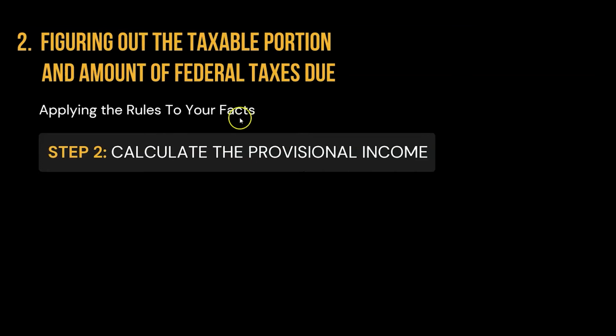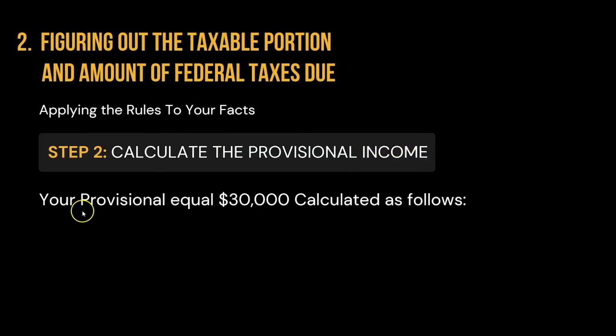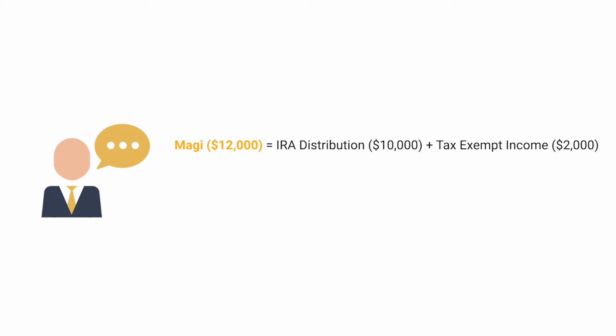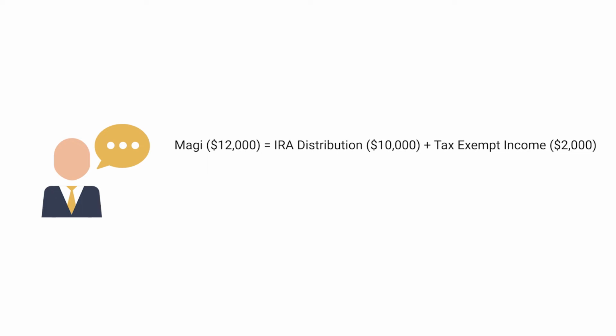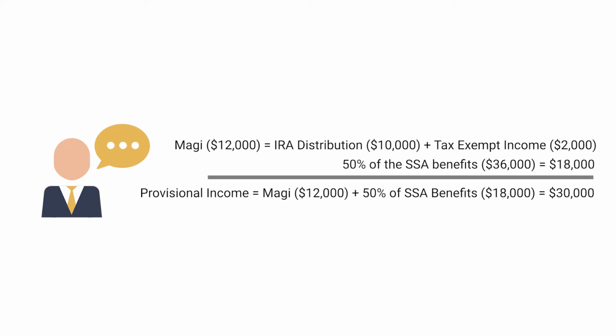Now, step 2, we're going to calculate the provisional income. So this taxpayer's provisional income is 30,000. How did we get 30,000? First, we have our modified adjusted gross income, which is the 10,000 IRA distribution plus the 2,000 tax exempt interest makes up 12,000. Plus 1/2, 50% of the 36,000 Social Security benefit gives us 18,000. So when you add 18,000 to the MAGI of 12,000, you get 30,000. And 30,000 here becomes your provisional income.